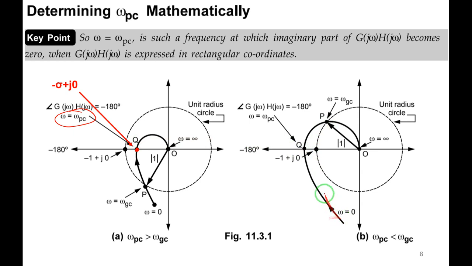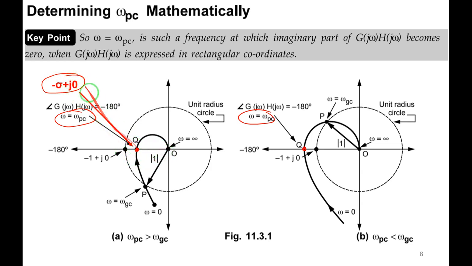Here also the polar plot is intersecting the negative real axis, right? So how to find out, we'll see. One and the same. And one more thing you can observe here, the polar plot is intersecting the negative real axis at this point Q, so it has some coordinates. Let me call that coordinate minus sigma plus j0, real plus imaginary. There is no imaginary part because it is intersecting the negative real axis. Imaginary part is 0, so plus j0 I'll write.